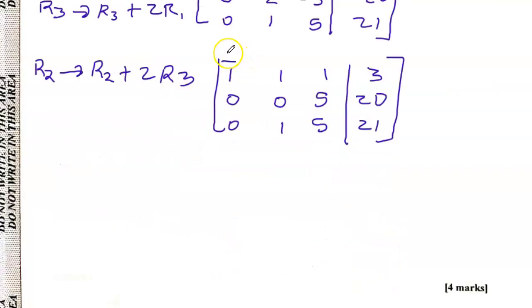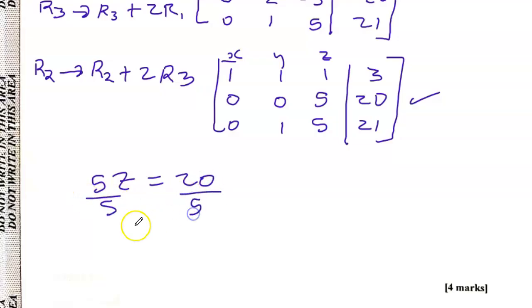Alright, so if you look at x, y, z. If you look at row 2, 5z is equal to 20. Divide both sides by 5. So z is equal to 4.